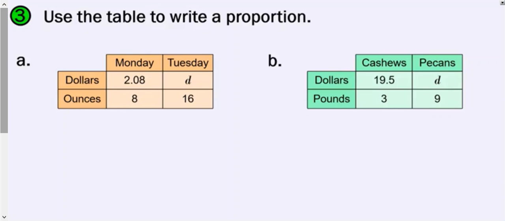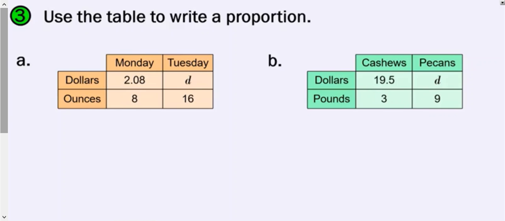Let's do some practice here. Use the table to write a proportion. Go ahead and pause here and write these two tables down in your notes quickly. Now I'm going to model writing the proportion for A, and then I'm going to let you do B on your own.